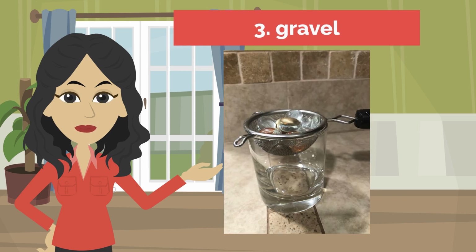Our third filter is gravel. Now, I recommend that you use clean gravel from a fish tank or something similar. You could use small rocks that you can find in your yard if that's an option. Of course, you need to clean them off first. I happen to have these small glass pebbles. As you can see in the picture, I placed my pebbles or gravel into the strainer.